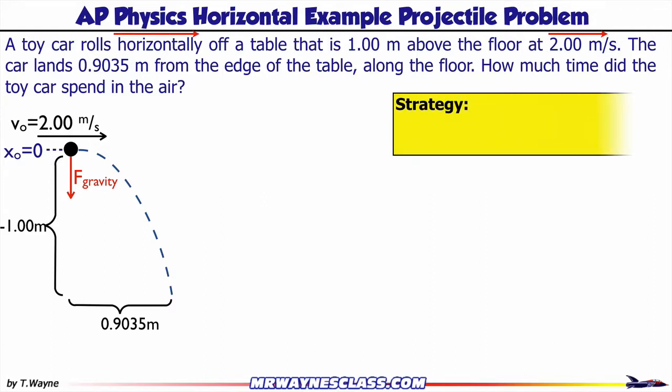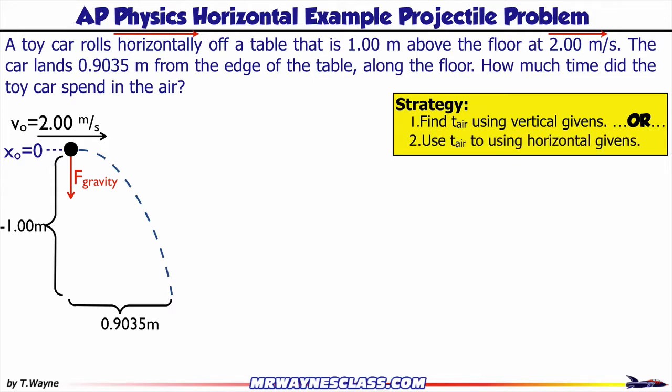Here's my strategy. I'm going to find the time in the air using vertical givens, or I can find the time in the air using horizontal givens, so I have a choice. Let's organize my work. I need a data table, or a table of givens. So I need all my kinematics variables. That's V0, X, T, V, A. A long time ago, my students told me that I could memorize that as Vox TVA.